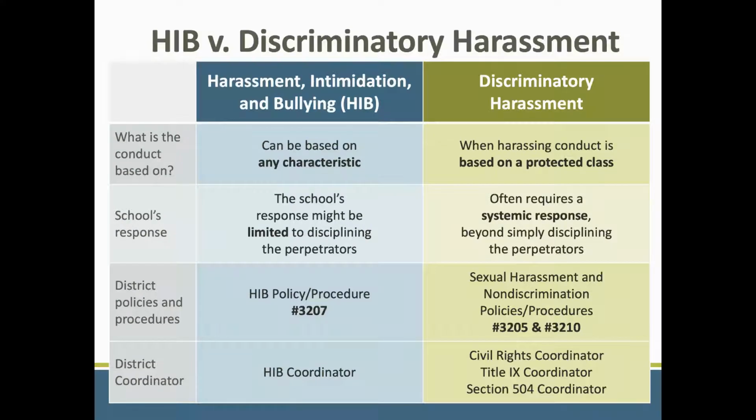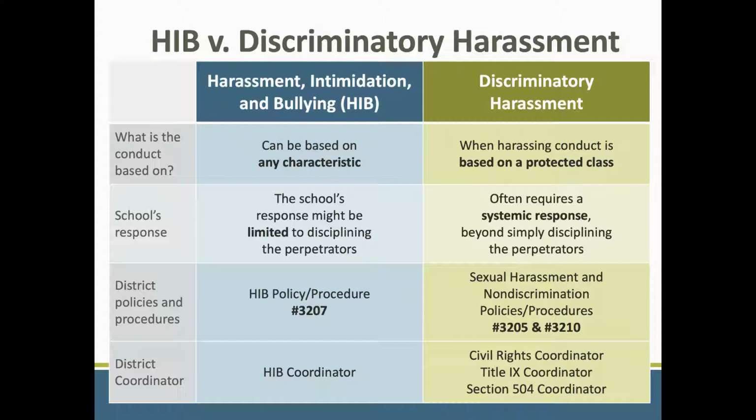The school's response may differ depending on whether the behavior is bullying or is also discriminatory harassment. HIB: when addressing bullying, the school's response might be limited to disciplining the perpetrators. Discriminatory harassment: when addressing discriminatory harassment, however, the school's response must often be more systemic in nature and extend beyond disciplining the perpetrators. The school must take steps to stop the harassment, eliminate the hostile environment, prevent it from occurring, and remedy its effects on any students impacted.